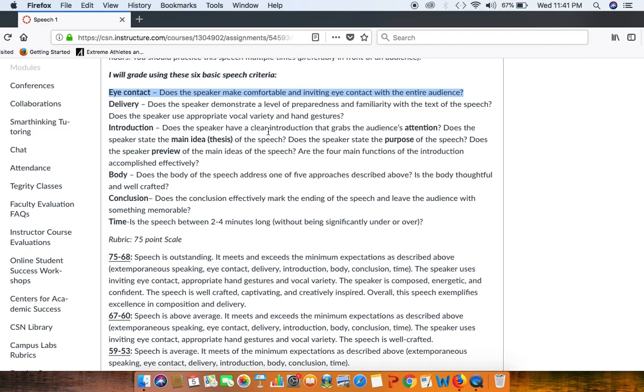So eye contact. I will also be checking for your overall delivery and whether you seem familiar with your text, familiar with where your speech is going, and that you use appropriate vocal variety in terms of your voice, that you're not monotone or stuck at one gesture, but rather you fluctuate, and that you use hand gestures appropriately to go along with your delivery. So eye contact, delivery, and then the introduction, body, and conclusion.